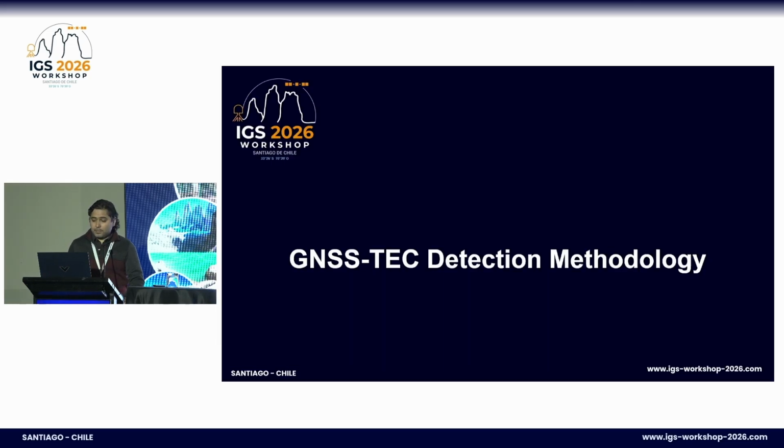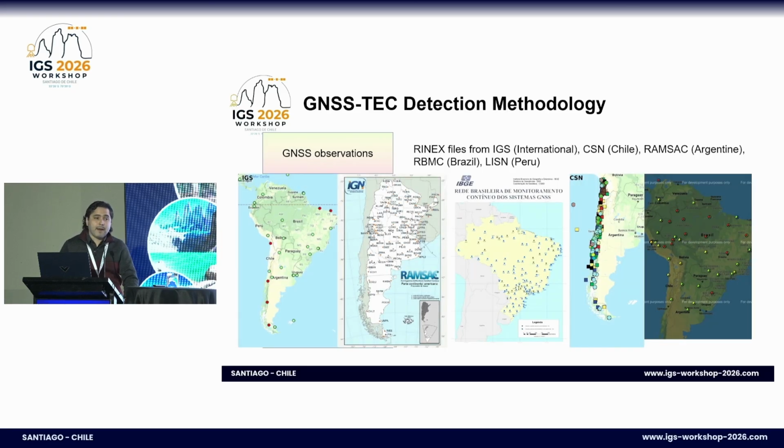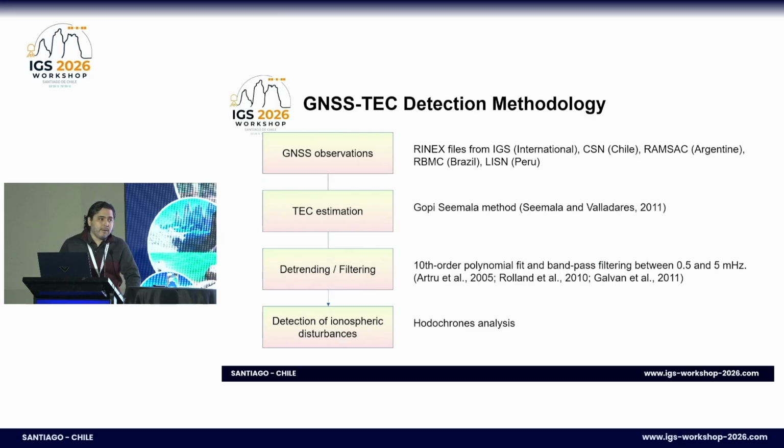GNSS TEC detection methodology. We use the GNSS observation. For this, we use the RINEX files from the IGS, the RINEX files from the Centro Sismológico Nacional from Chile, the RAMSAC network from Argentina, the RBMC from Brazil, and the LISN from Peru. For the TEC estimation, we use the Gopi Seemala method.